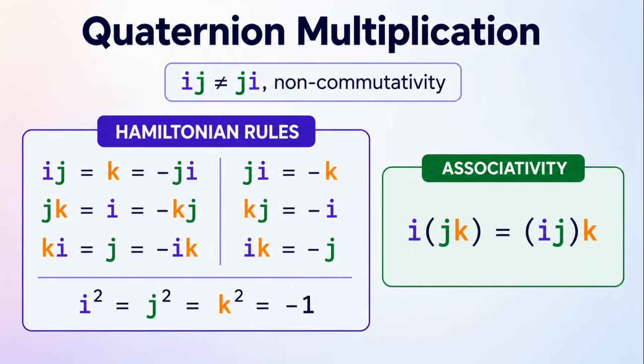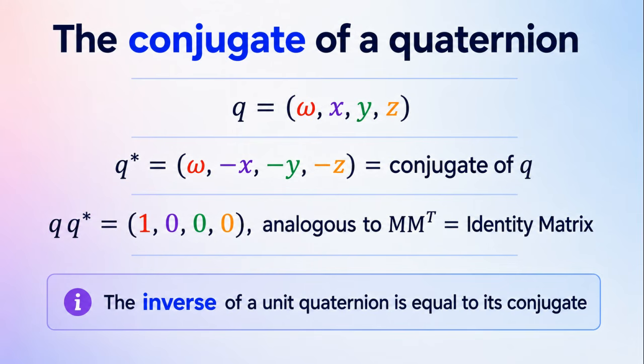Unit quaternions are required to represent pure rotations. For a unit quaternion, the inverse is its conjugate, obtained by negating the vector part. Multiplying a unit quaternion by its conjugate cancels the imaginary part and returns the identity quaternion, representing zero rotation. This is analogous to multiplying a matrix by its transpose.